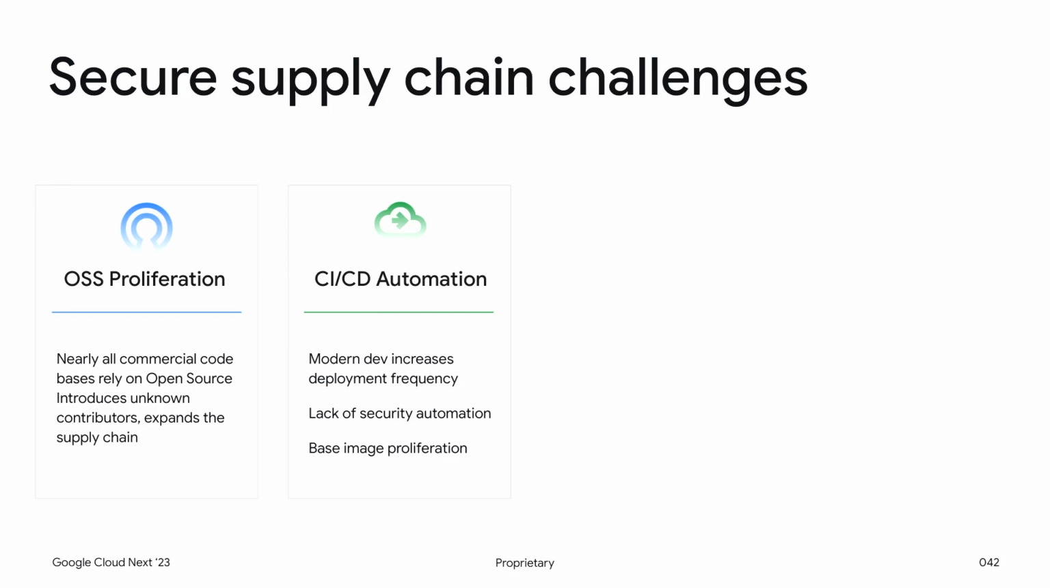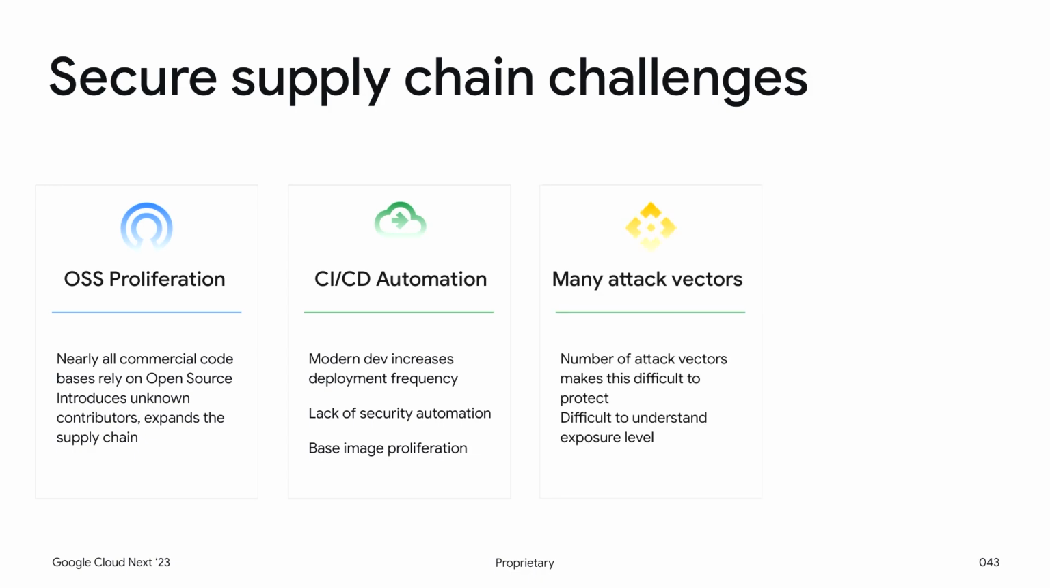And then with the increased adoption of containers, you have this proliferation of outdated base images, because sometimes your base image is so far up that chain that you don't even remember how to update it anymore, right? So the sheer number of possible attack vectors here and the dynamic nature of CI/CD makes this hard to protect, because the security of the entire supply chain is only as good as its weakest link.